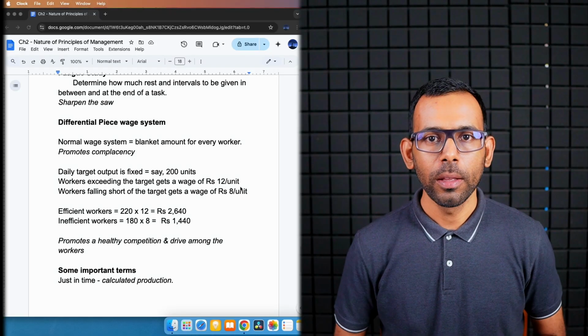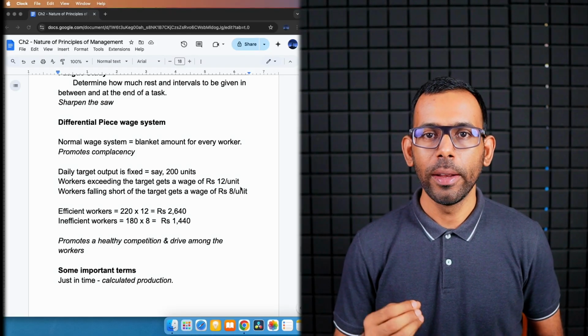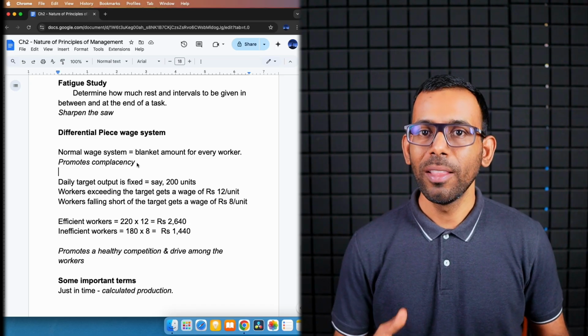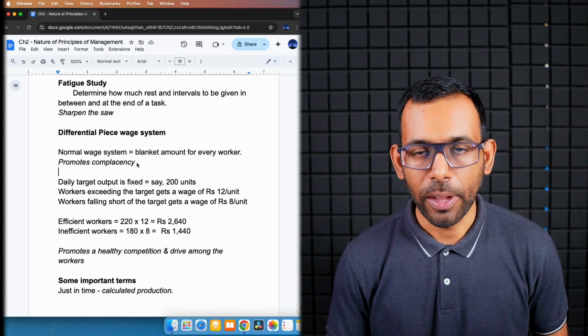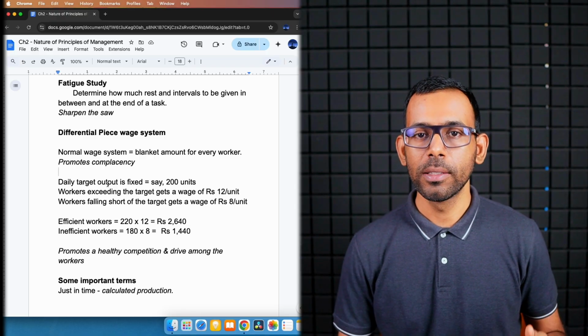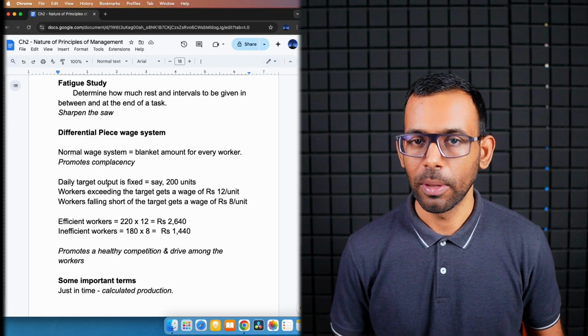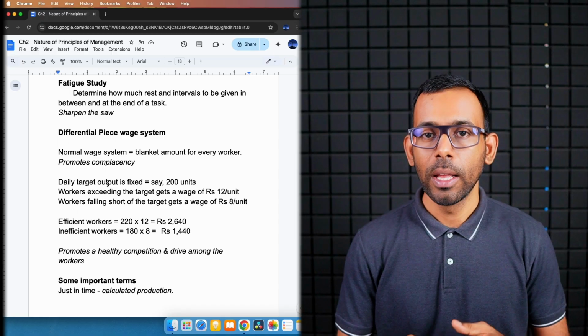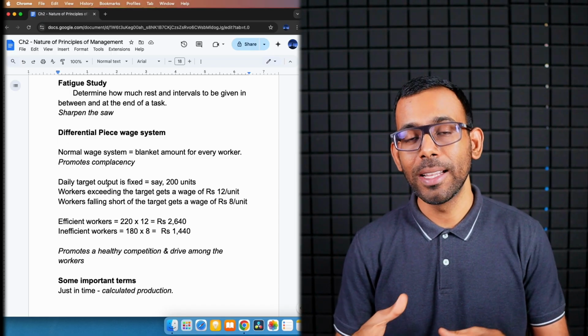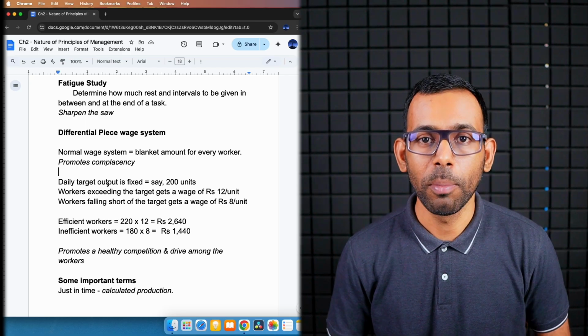Hello and welcome back. In today's class, we will talk about the differential piece wage system: how one should reward the workers working inside a factory. There is a normal piece wage system and then there is this differential piece wage system. Let's compare and contrast both of them so that you will understand the differential piece wage system in a much better way.